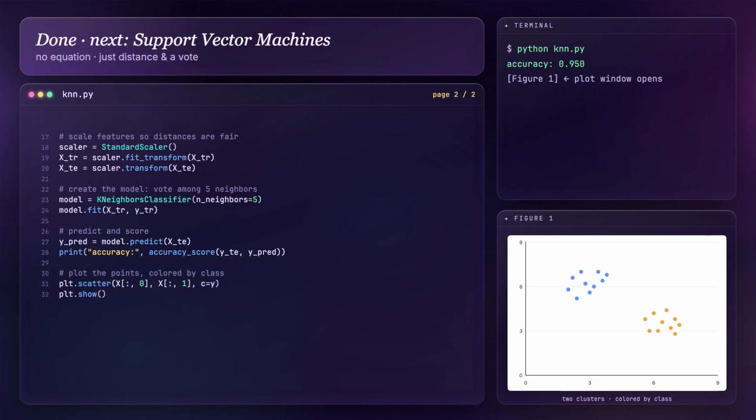And that's k nearest neighbors. No equation, no training in the usual sense, just distance and a vote. It's simple and surprisingly strong, though it does slow down as your data grows, since every prediction has to scan through all the points. Next time we'll meet a model that draws the single best dividing line with a clever twist: support vector machines.